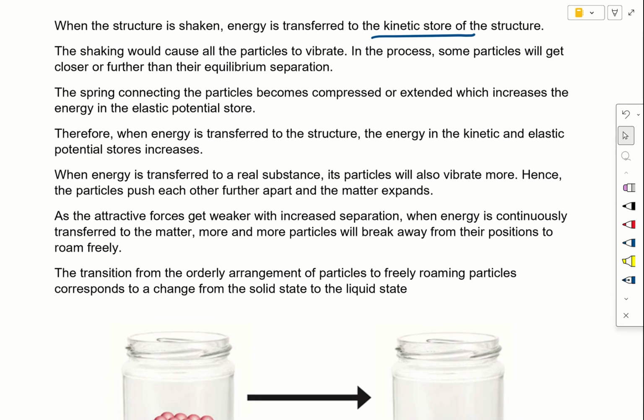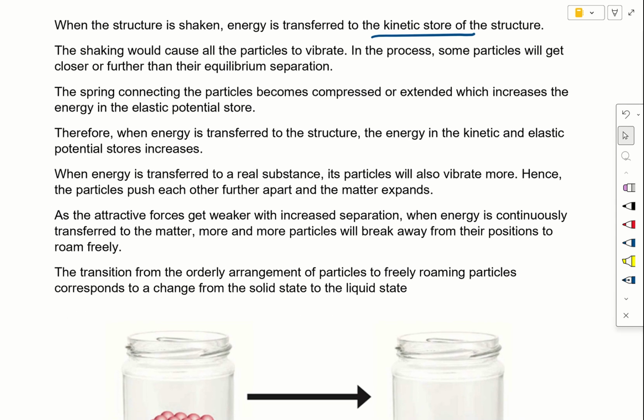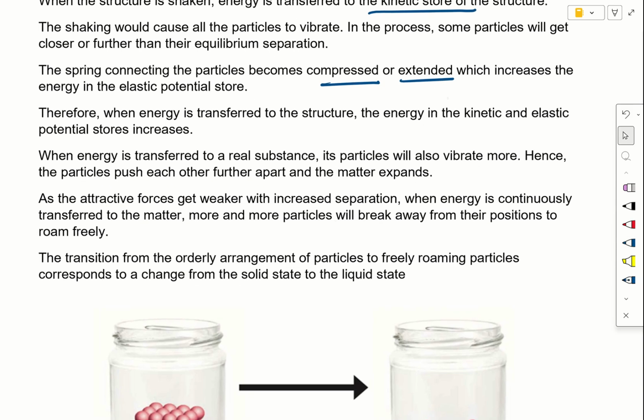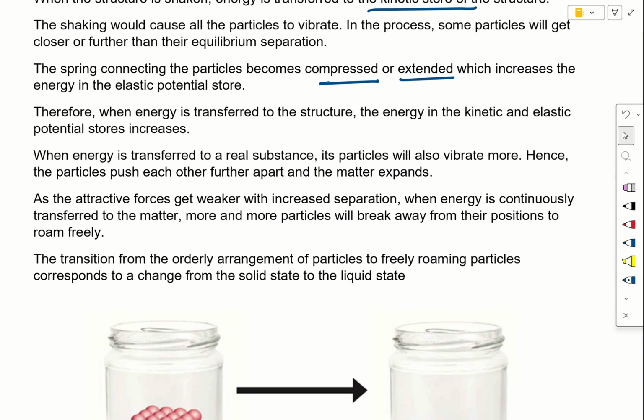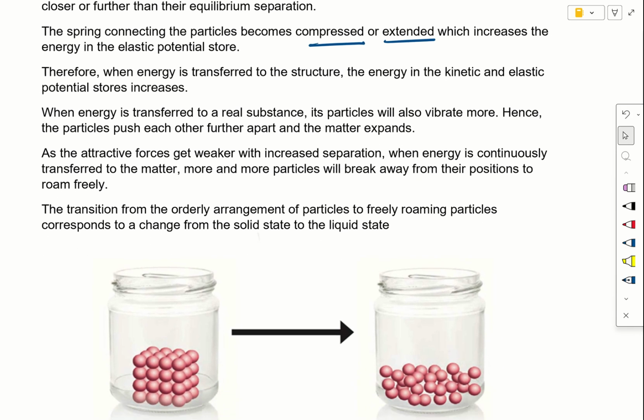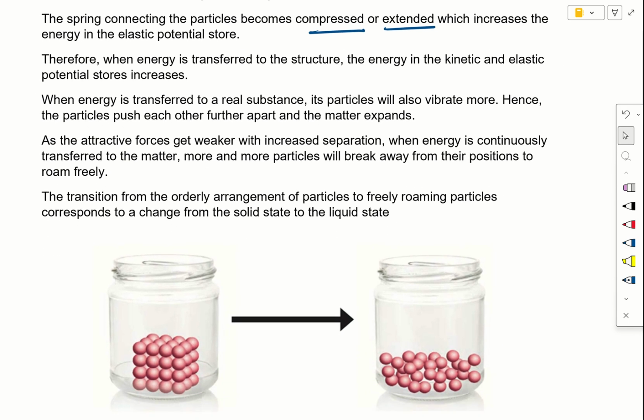Okay, before we shake up this model. Now, the springs connecting the particles become compressed, closer together, or extended, which then increases the energy in the elastic potential store. So therefore, when the energy is transferred to the structure, the energy in the kinetic and elastic potential stores increase. So when energy is transferred to a real substance, the particles will also vibrate more. We draw from the analogy in this model. Hence, the particles will push each other further apart and the metal will expand.